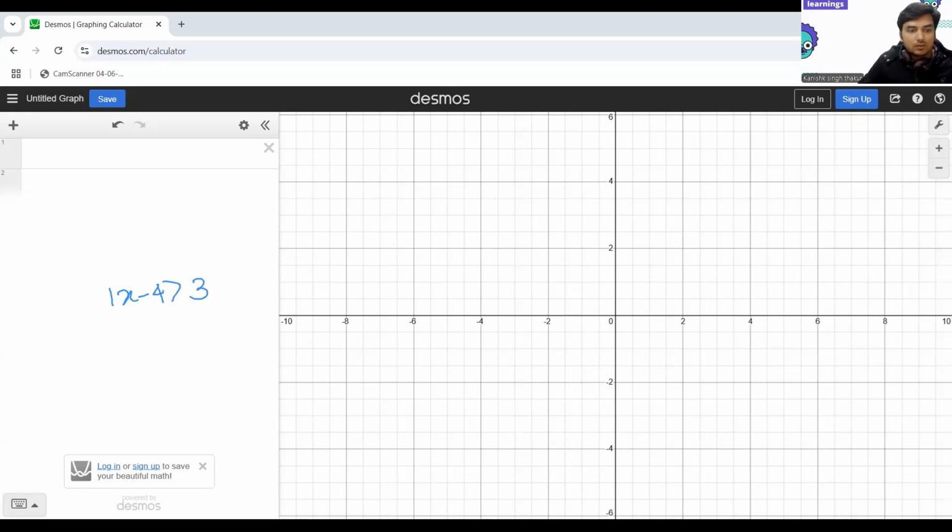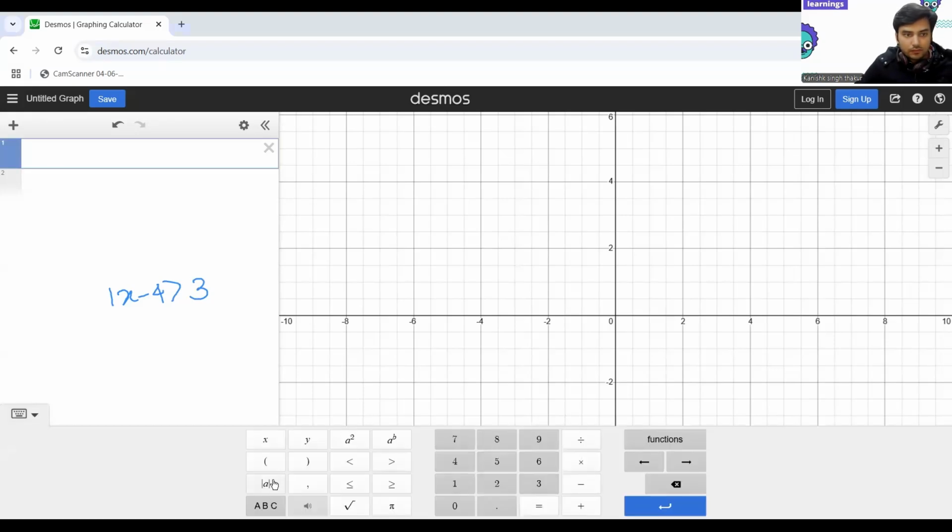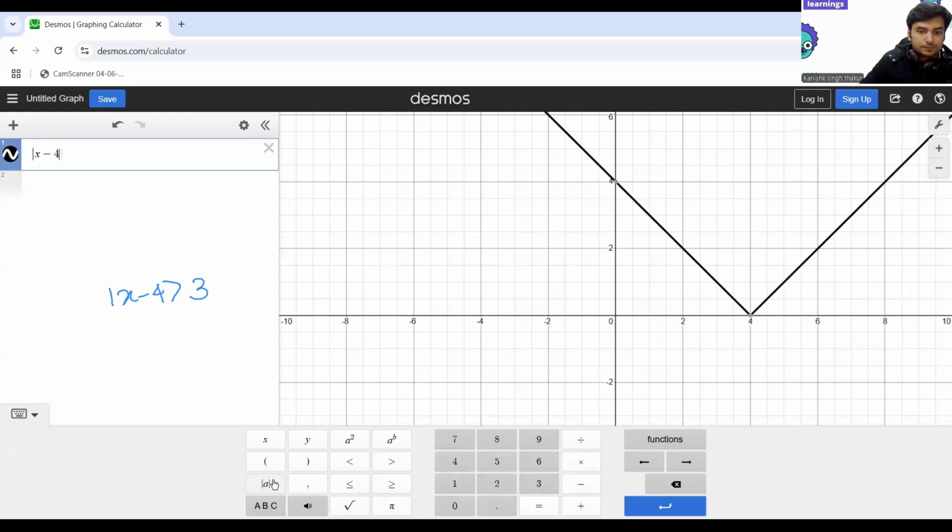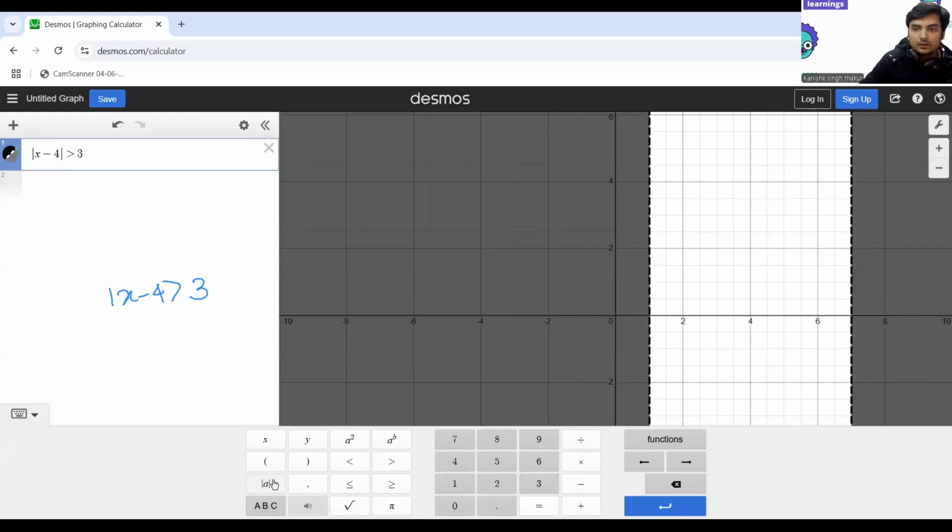Okay, so let me draw this graph also and show it to you. So here I have mod of x minus 4 greater than 3. You can see the graph where it is lying, right? Minus infinity to 1 union 7 to infinity. If you can see, this point is actually 7.